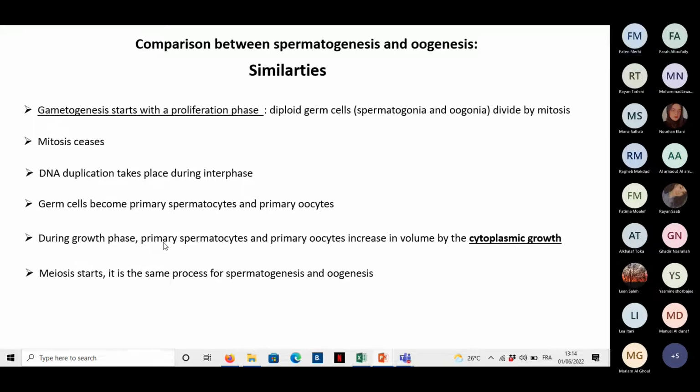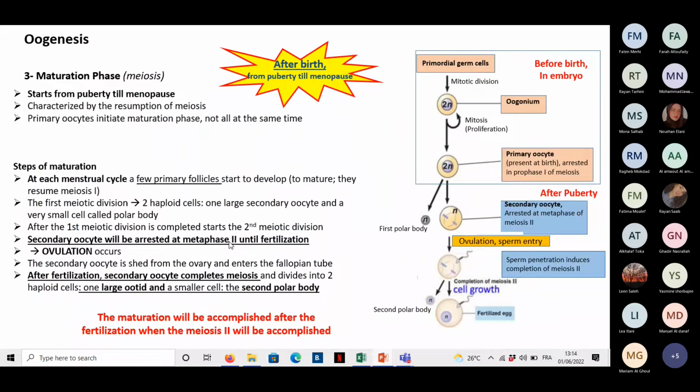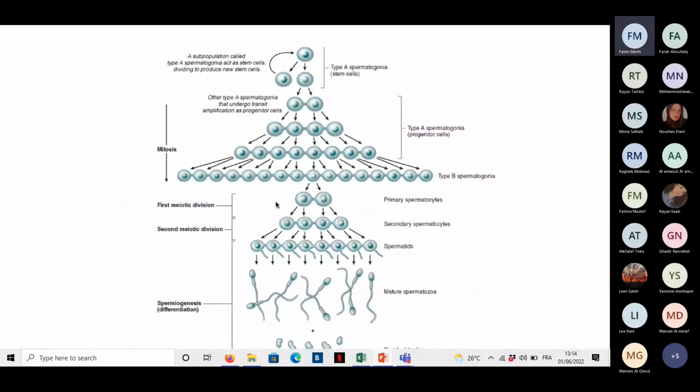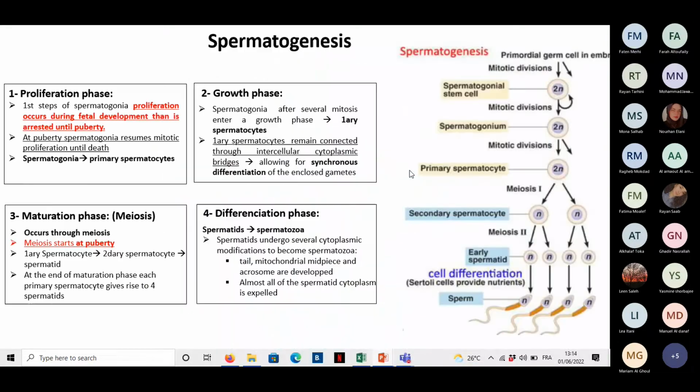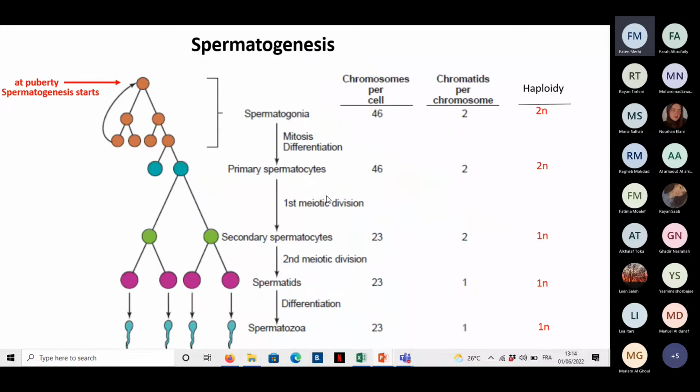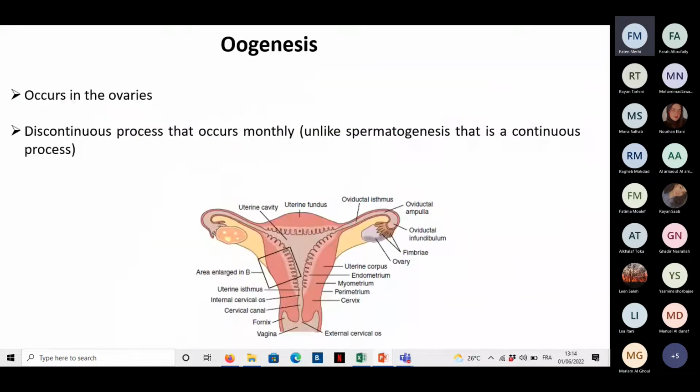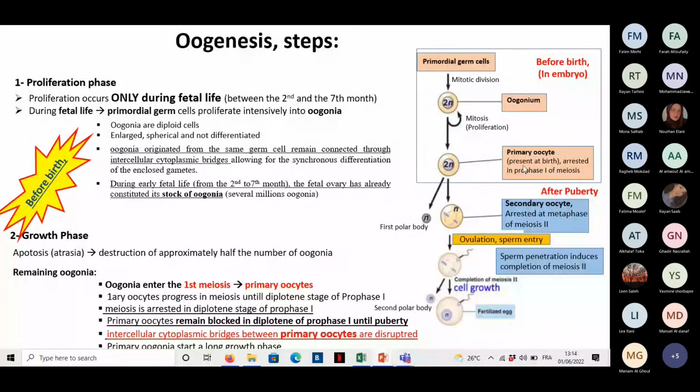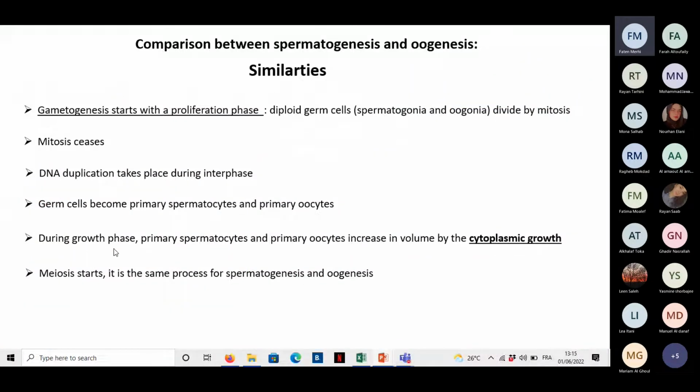So the spermatogonia will enter a growth phase and will become primary spermatocytes. Okay, and also in the female we have a growth phase where the primary oocytes will increase in size once they are in the diplotene of prophase 1. So during the growth phase, primary spermatocytes and primary oocytes increase in volume.